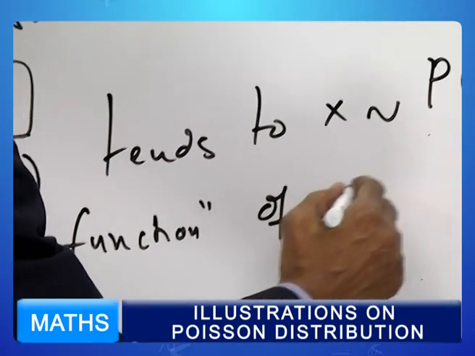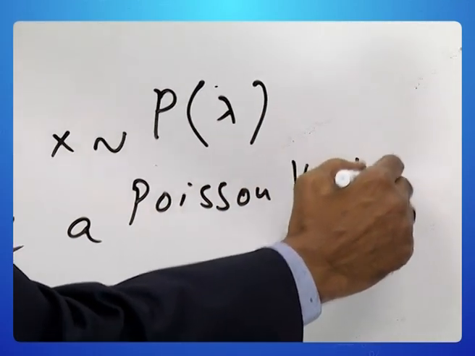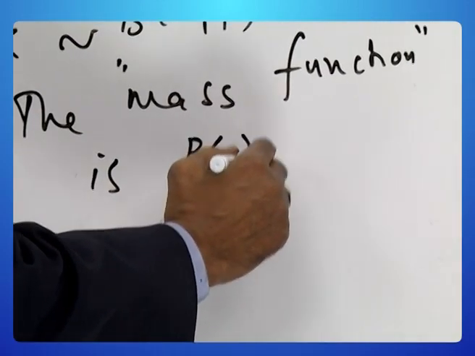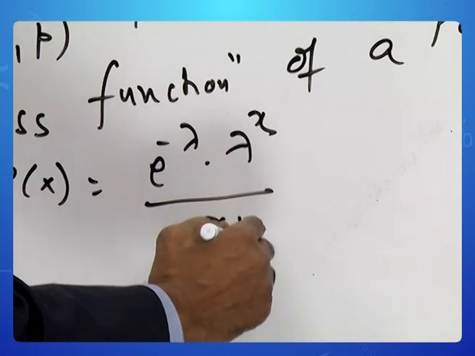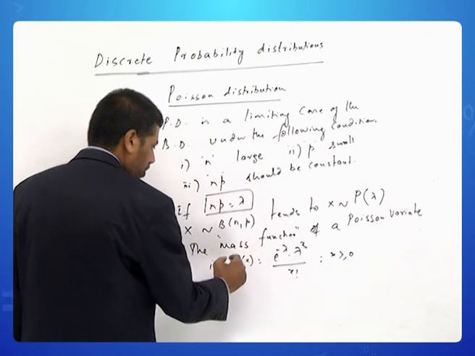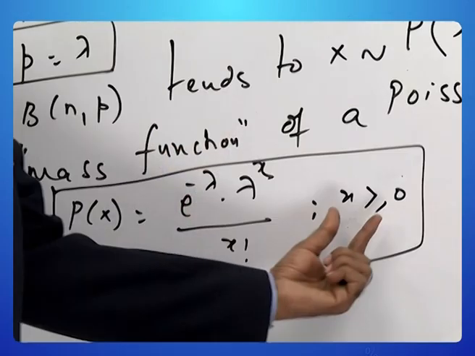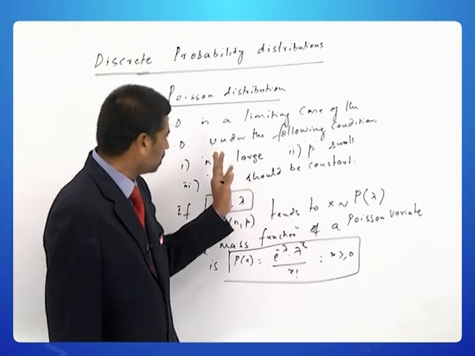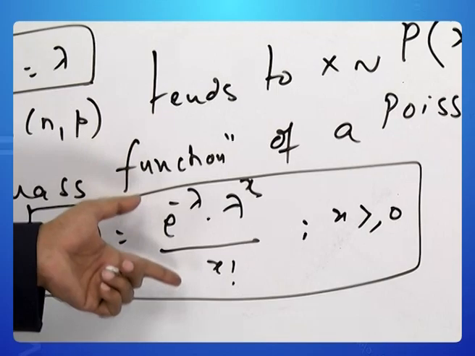The mass function of a Poisson variate is P of x is equal to e power minus lambda into lambda power x by x factorial, where x is greater than or equal to 0. Remember, in the binomial case, we wrote the range of x as 0 to n because n is finite. But here, because n is large, it can go up to infinity theoretically. So this is the mass function of the Poisson distribution.